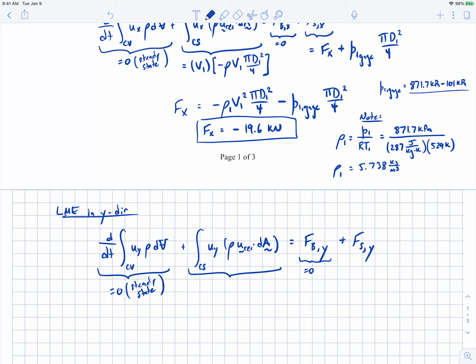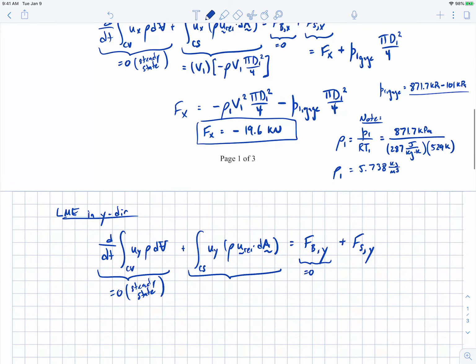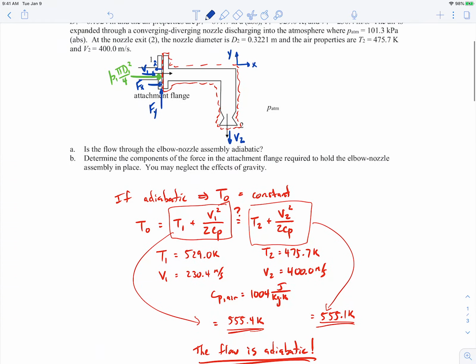The momentum flow rate out of the control volume. Well, let's go back up to the picture. You'll see here at location 1, there is no y component to the flow. The flow is purely in the x direction here. So we don't have to worry about it there. However, here we do have to worry about it. The y component of the velocity is going to be a minus v2 because it's in the minus y direction. And then the area will be pi times d2 squared over 4.